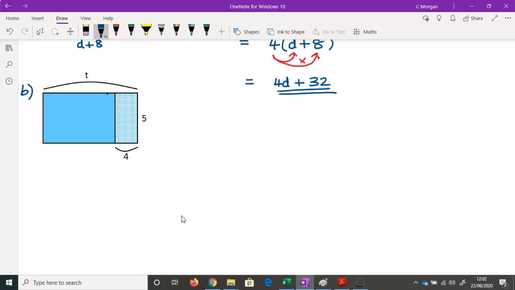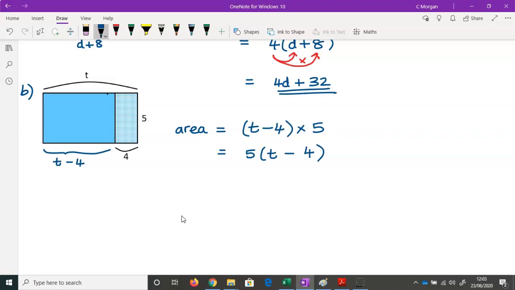Have a go at the second one by yourself. Okay. Now, I can see that the length of this rectangle is t, then the length left over must be t subtract 4. So if I'm trying to work out the area of the dark shaded rectangle, it's going to be t subtract 4, which is its base, times its height of 5. In algebra, I prefer to write that as 5 lots of t subtract 4.